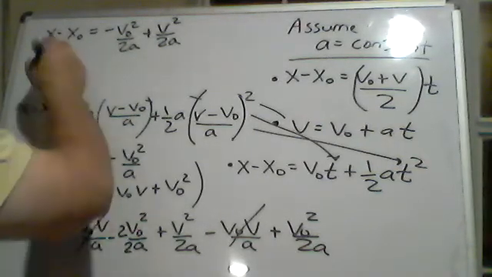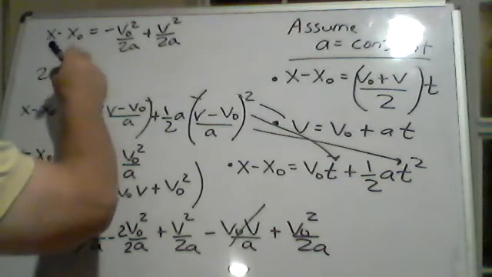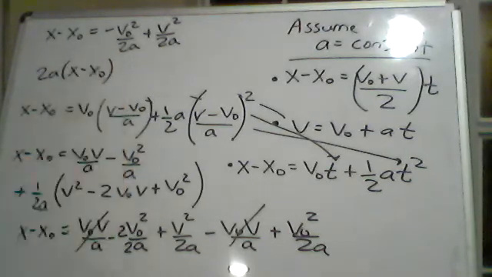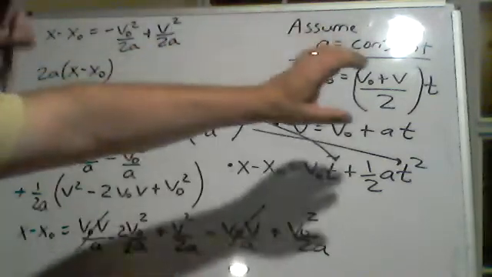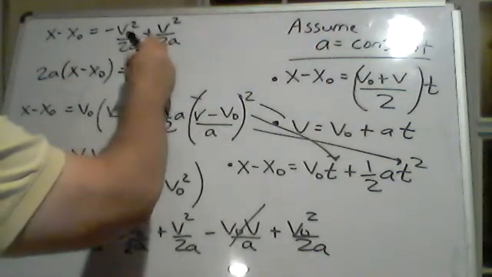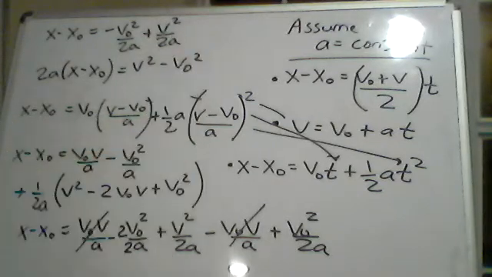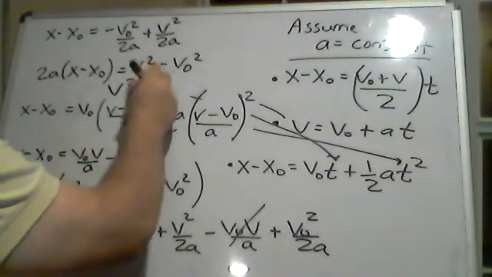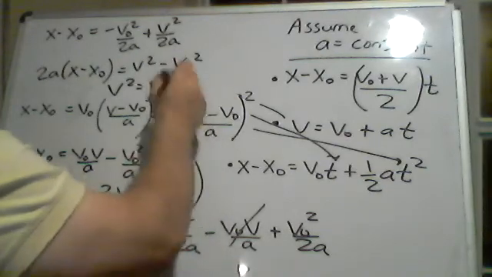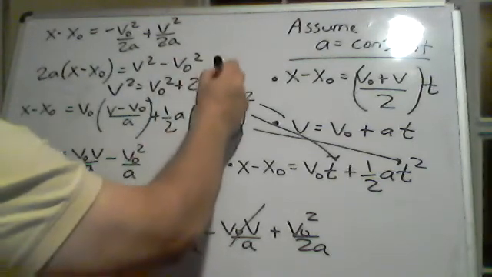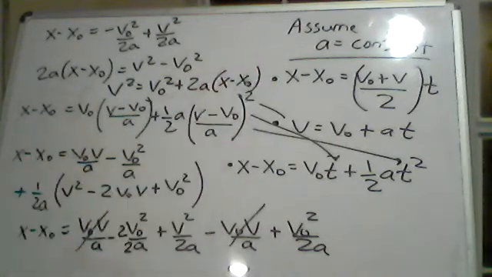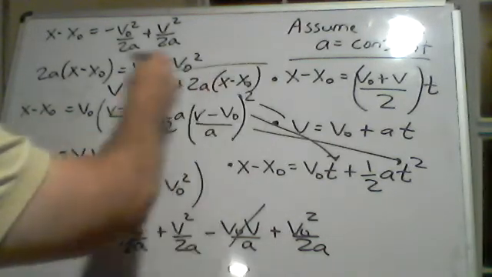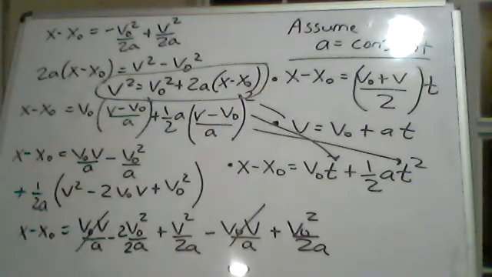Okay, if I multiply the left by 2a, I get 2a times x minus x naught. On the right, all I do is clear out the denominator. So that's going to be v squared minus v naught squared. And I just have one more line of algebra. I can essentially put the v naught squared on the other side, and I have that v squared equals v naught squared plus 2a times x minus x naught. And that is the last of the kinematic equations. All right, so I can add this to my list.